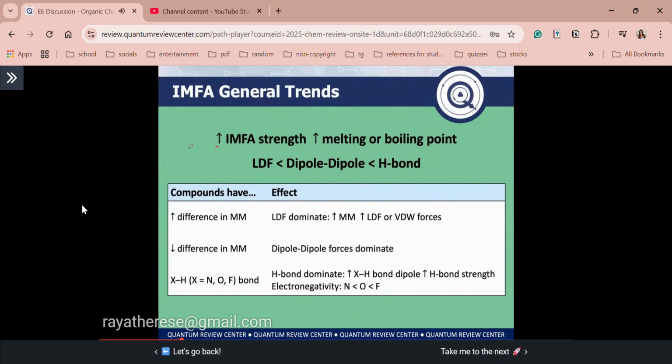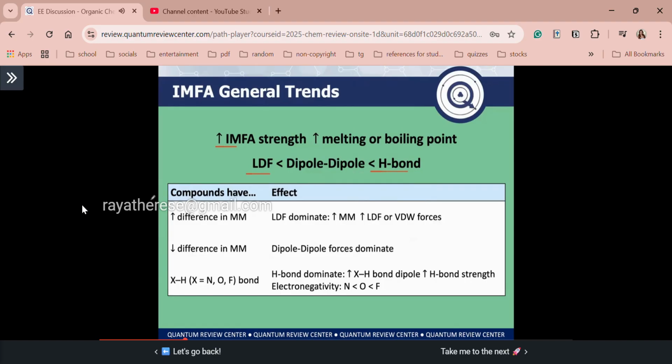Class, always take note, if you increase the strength of your IMFA, melting or boiling point will also increase. They are directly proportional in terms of the general trend. Kapag meron kang London dispersion forces, that's typically the weakest IMFA, followed by dipole-dipole, and our strongest type of IMFA is hydrogen bonding.